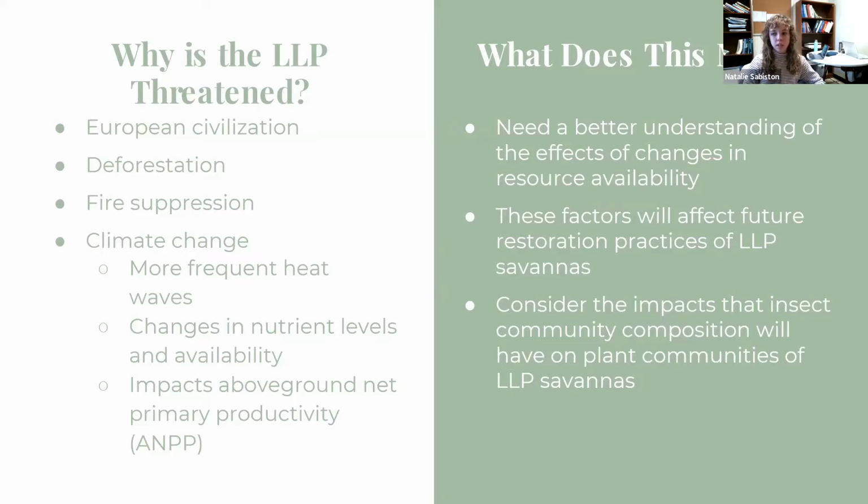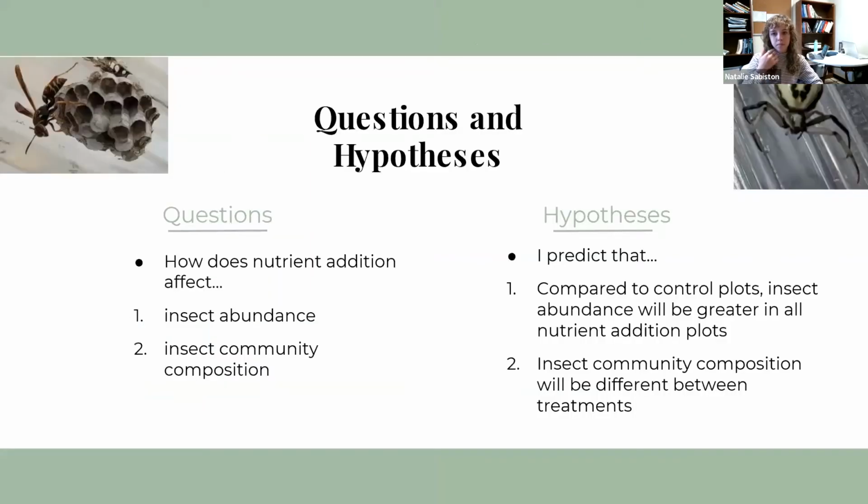And it's important to focus on the insects as they provide numerous services such as pollination. And as you can see in the previous picture, there are many flowering plants in the longleaf pine. This all means that we need a better understanding of the effects that changes in resource availability and nutrient availability have on insect abundance and their communities. And just to reinforce the point that insect and plant communities go hand in hand, considering the impacts that they will have on each other is very important in future restoration efforts for this ecosystem.